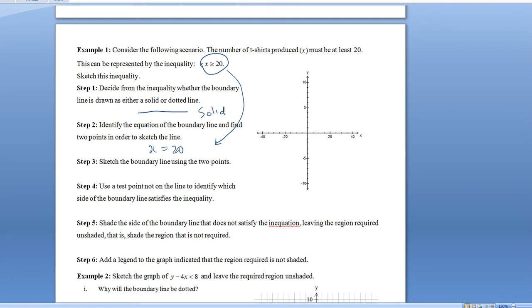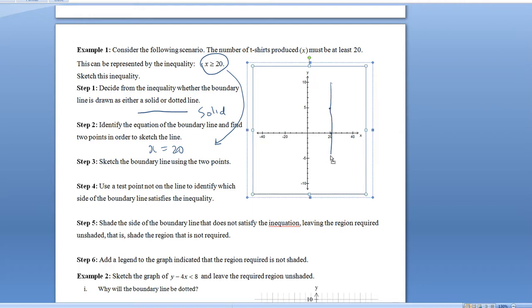Now, from experience, we know that this function here is the function x is always 20. So that's just a vertical line where the x coordinate is always 20. So I can mark in one there and perhaps one there. Let's draw a straight line. Now I've got no ruler, okay, but that's my best attempt at it. I'm going to put some arrowheads on that, and now that part is done. We've sketched the boundary line using the 2 points. So they are my 2 points. When y is 5, x is 20. When y is 0, x is 20.